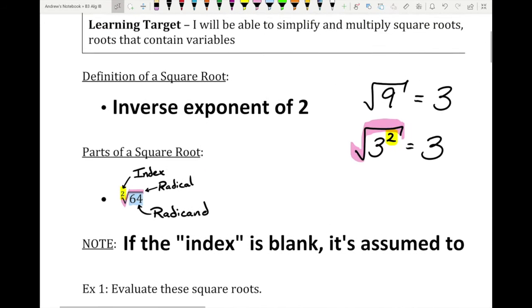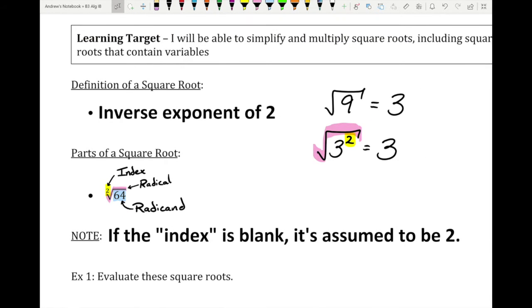So there's this little note down here: if the index is blank, it's assumed to be 2. Just like those little examples that I did way up at the top, there are these little invisible 2's there. We were assuming that I was taking the square root. So if it doesn't have anything there, it's assumed to be a 2. If it has something else, it's just that thing. Pretty much all the time, it's just going to be blank, and you're going to have to assume that it's a square root.